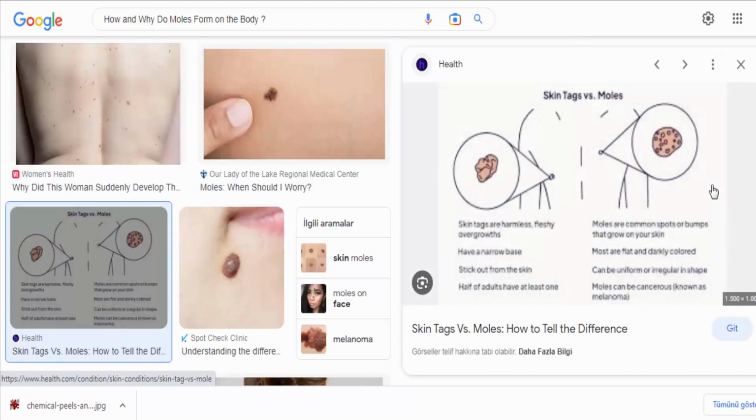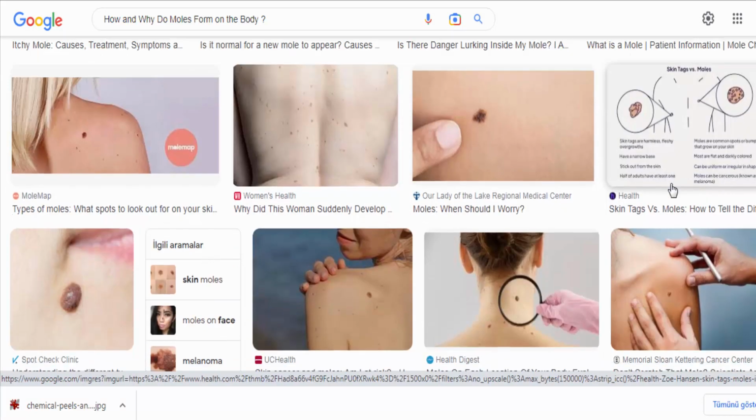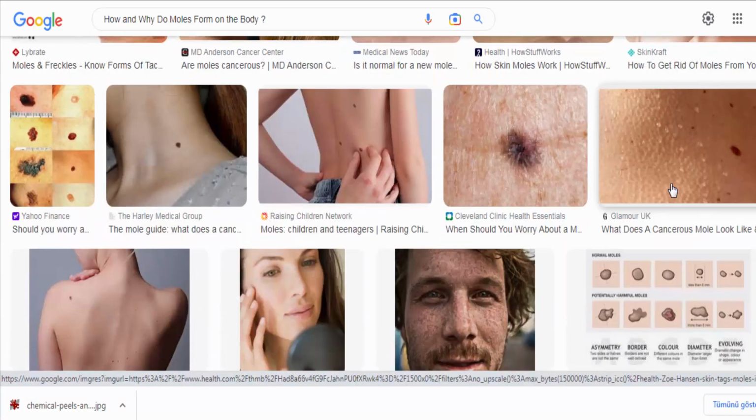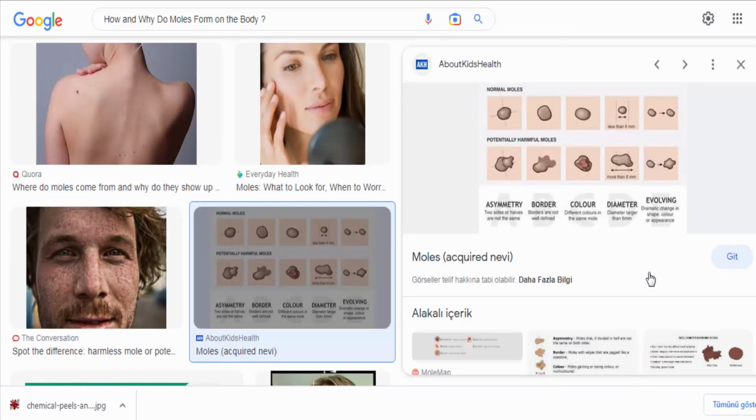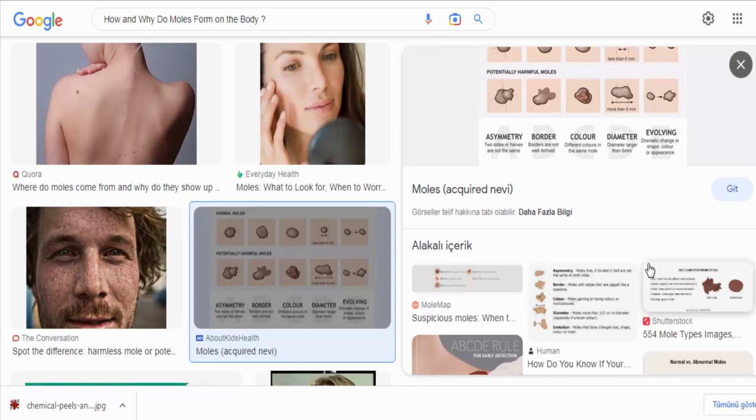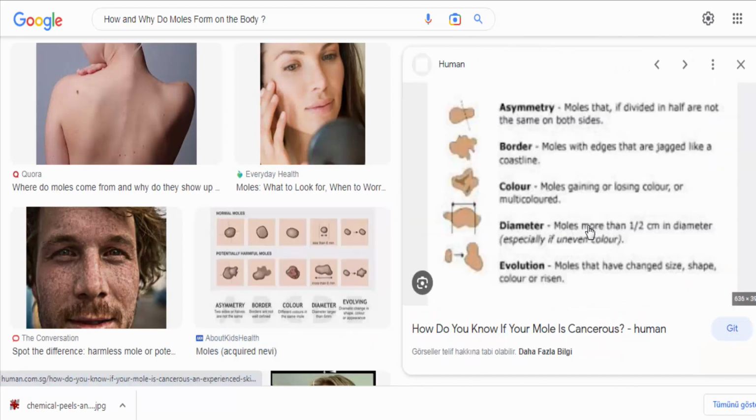Melanocyte clusters. During embryonic development, melanocyte cells may cluster together instead of spreading out evenly in the skin. This clustering leads to the formation of a mole. Melanocyte activation. Factors like exposure to ultraviolet (UV) radiation from the sun or hormonal changes can activate melanocytes within a cluster. This activation causes the melanocytes to produce more melanin, resulting in pigmented moles.